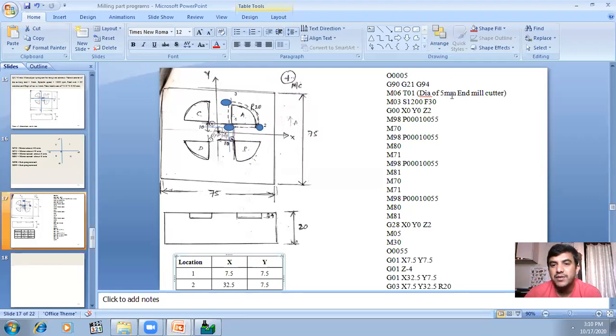T01. The diameter of the end mill cutter is 5 mm, already given in the problem statement itself. Then you start the spindle. The fourth line: start the spindle, rotating in clockwise direction, M03. The spindle speed is 1200 RPM and the feed is 30 mm per minute.